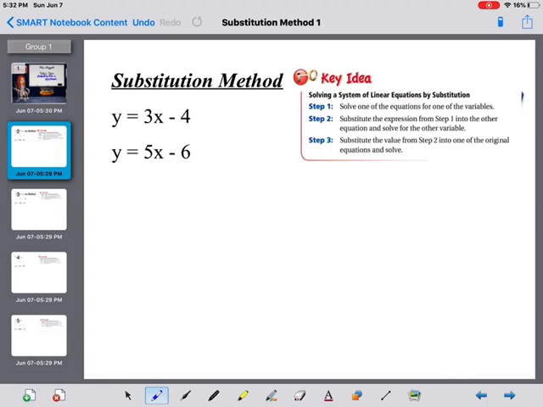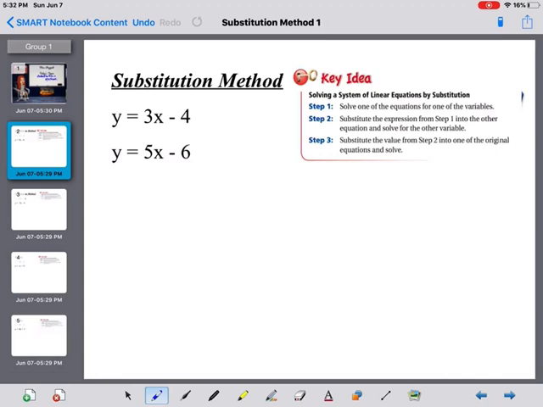On the right-hand side, for step number 1, it says to solve one of the equations for one of the variables. If you take a look at the example that we already have, both equations are solved for y. The y is by itself. So we don't really have to worry about step number 1 for today in any of these. For step number 2, it says to substitute in the expression from step 1 into the other equation and solve for the other variable. And I'll show you what that means in a second. And then step number 3, we're going to substitute the value that we found in step number 2 into one of the original equations and solve for the other variable, just like we've been doing.